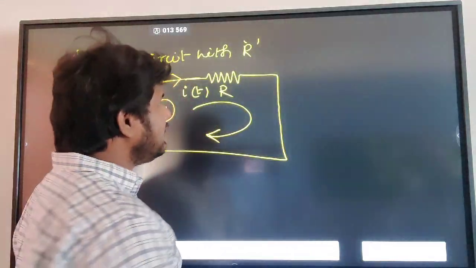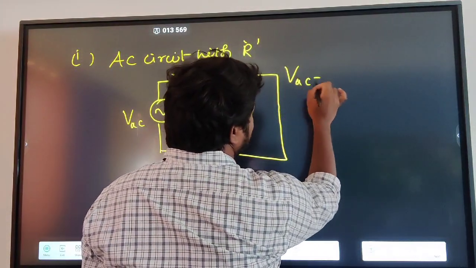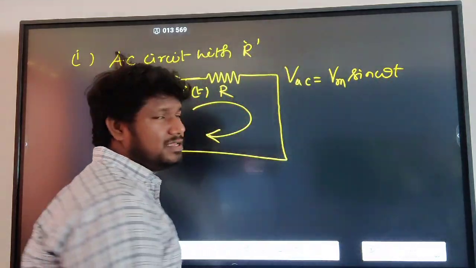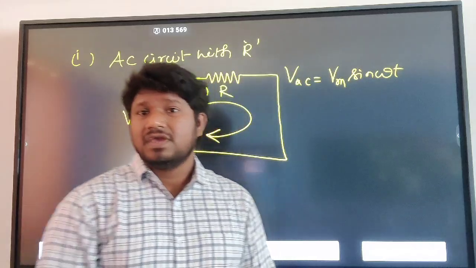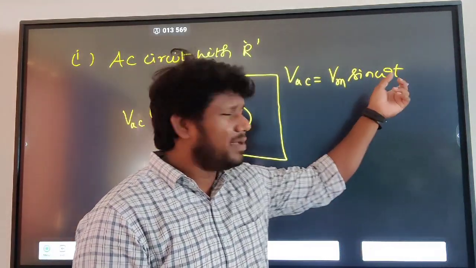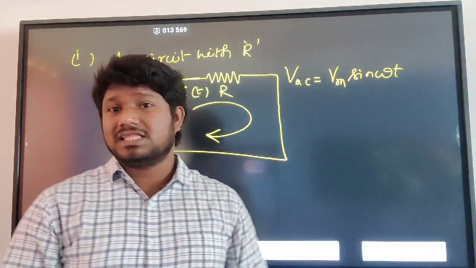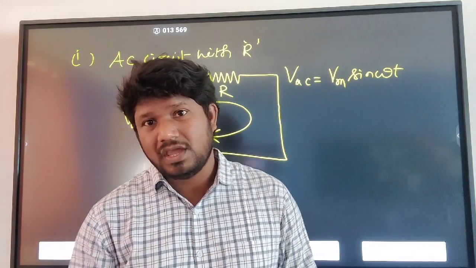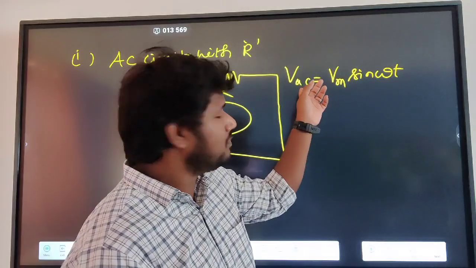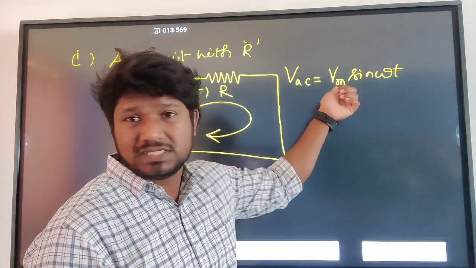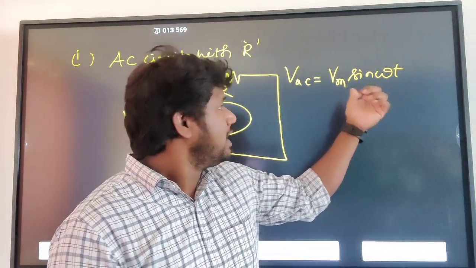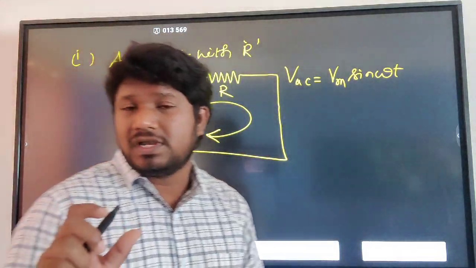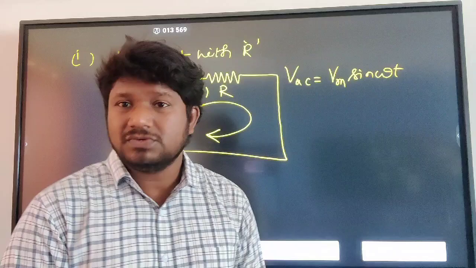The standard form that we are going to take is VAC equals Vm sin omega t. This is the standard representation of AC input. You can make it omega t plus phi. That phi is nothing but the phase difference between voltage and current. Now I took the standard input, VAC equals Vm sin omega t, where Vm is the peak input voltage. This input voltage I am applying to the resistive circuit.